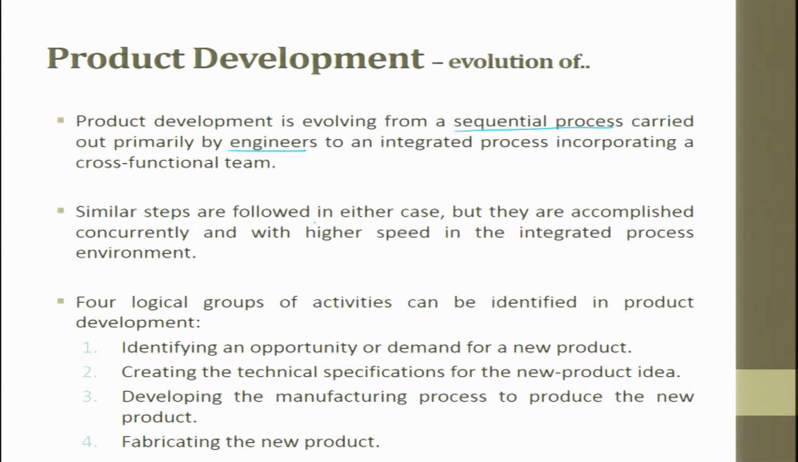Similar steps are followed in either case, but they are accomplished concurrently and with a higher speed in the integrated process environment. Four logical groups of activities can be identified in product development. 1. Identifying an opportunity or a demand for a new product, which I said identifying is the biggest problem. I gave you an example of a 10,000 rupees product, 10 rupees product, 1 rupee product. So, first identifying the opportunity and that is equal to demand.